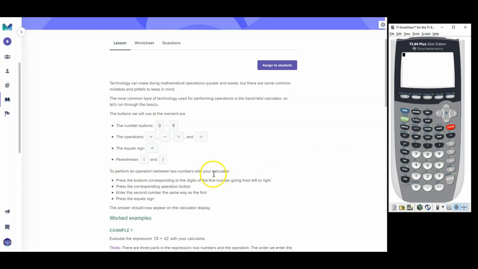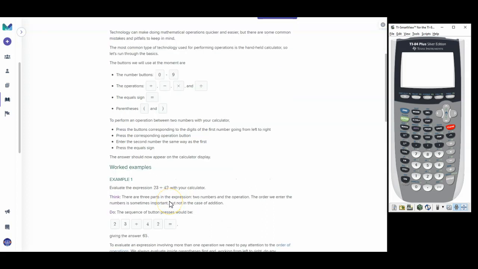So when we are performing operations between two numbers, and it's always an operation between two numbers, whether it's on calculator or on paper, we need to press the buttons corresponding to the digits of the first number going from left to right. So just follow our normal BIDMAS or BODMAS as we would. We need to press the corresponding operation, so a number, then an operation, and then the second number, and of course the equal sign. So that is the fairly standard way of using a calculator. There's nothing too special about that. So let's go down and have a look at some examples.